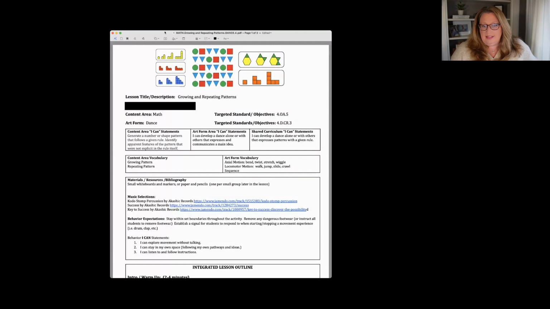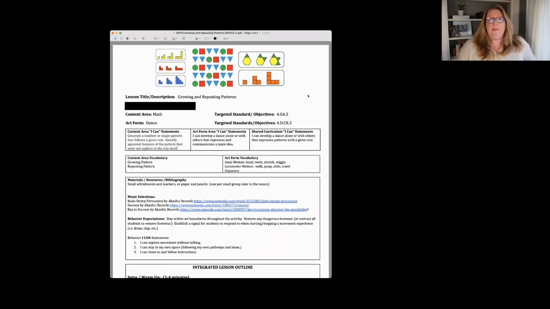So let's take a look at one that I found. I did a Google search for arts integration lesson, a math lesson, elementary, and this is what I found. All right, so let's take a look here. This is a grade 4 math lesson that I randomly found on growing and repeating patterns. I love this idea. I've done a lot of different representations of this kind of concept on growing and repeating patterns. In grade 4, it lends itself to a lot of different art forms.